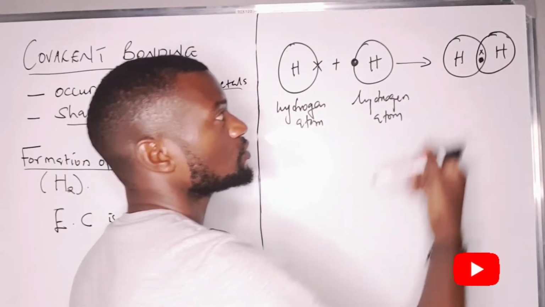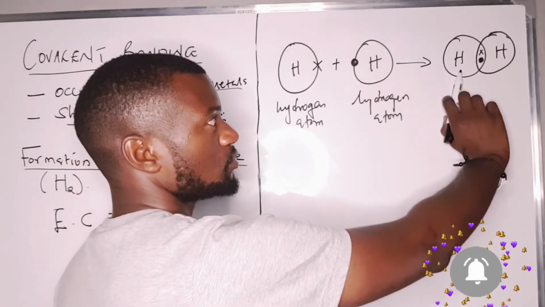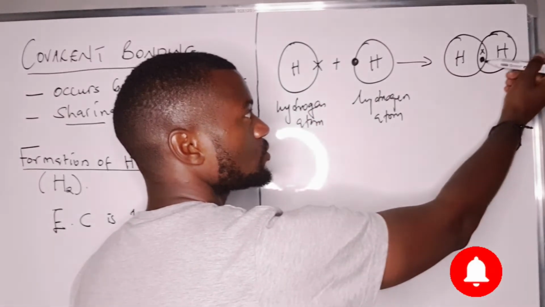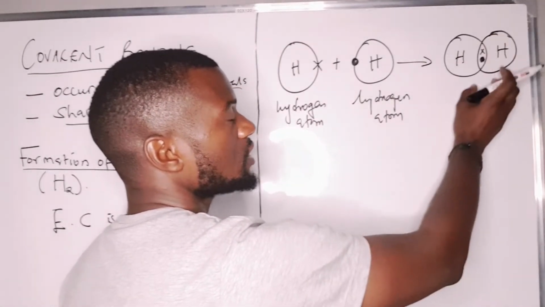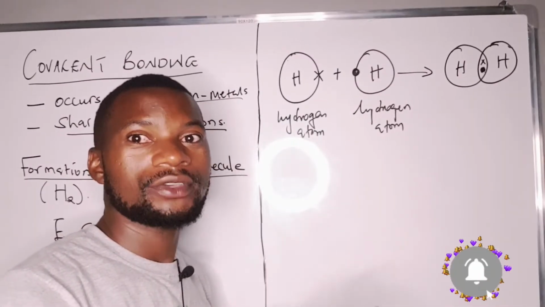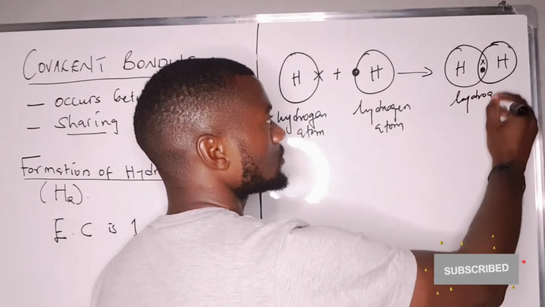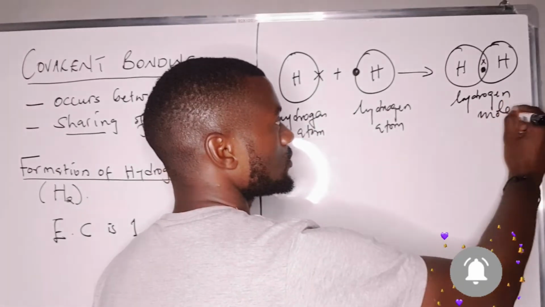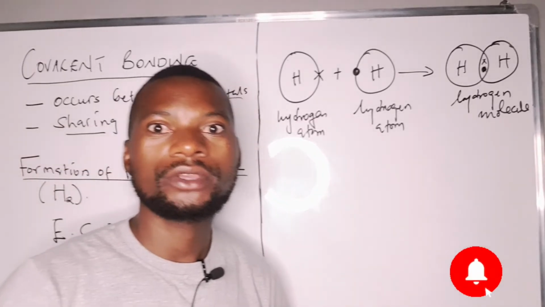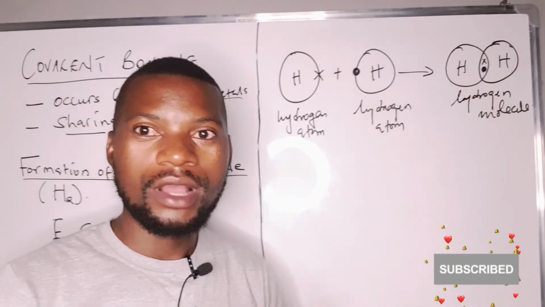So if you were to count the number of electrons for this atom, it will have 1, 2. Even for this other one, we'll have 1, 2. So this simply shows that these shared electrons are for both hydrogens. And such a molecule is called hydrogen molecule. That is hydrogen molecule. So hydrogen molecule is formed by the combining of two hydrogen atoms.